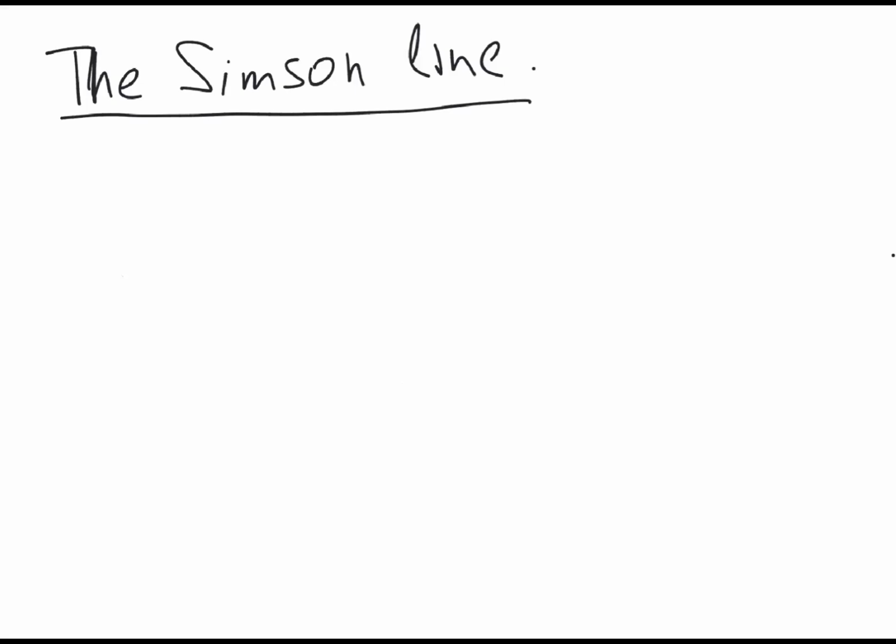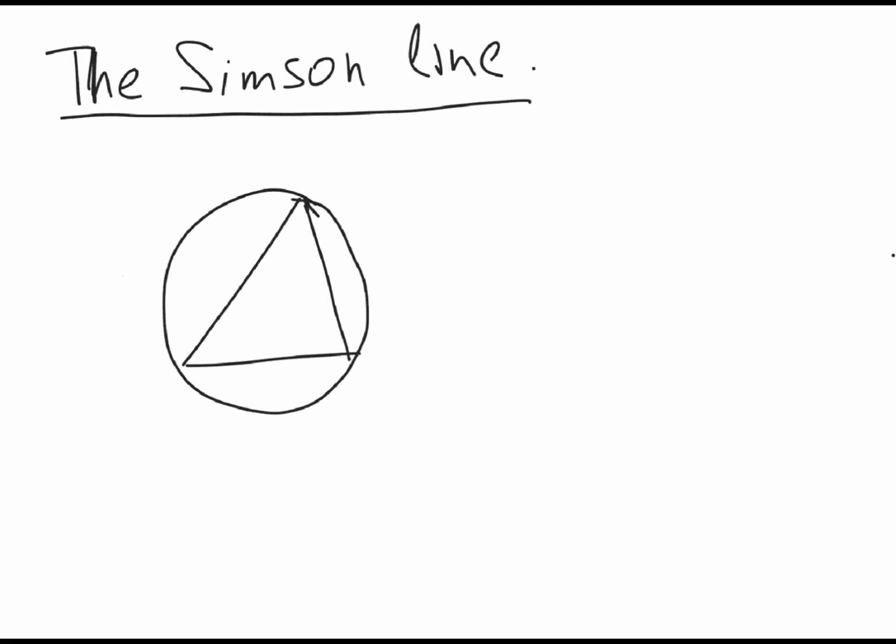Okay, in this video I'm going to talk about the Simson line. So let's say that we have an arbitrary triangle, and we consider the circumcircle of this triangle, and then we consider an arbitrary point on this circumcircle. So let's say we have this point.